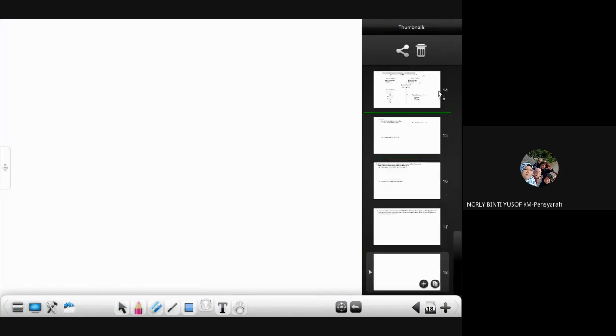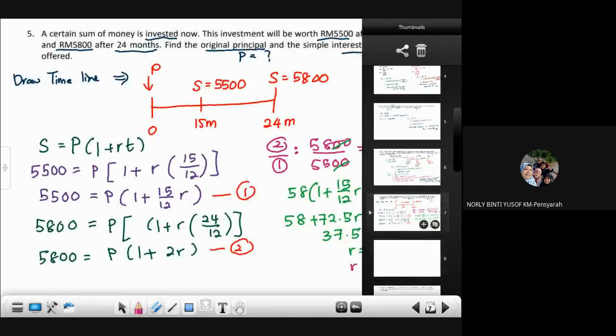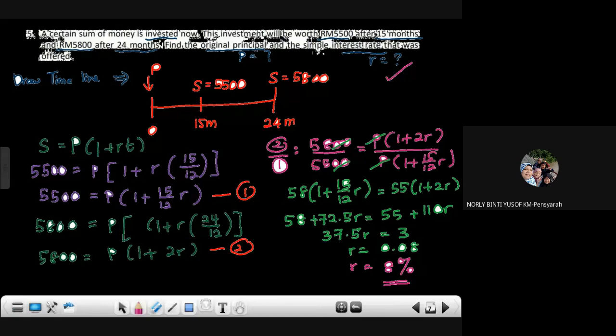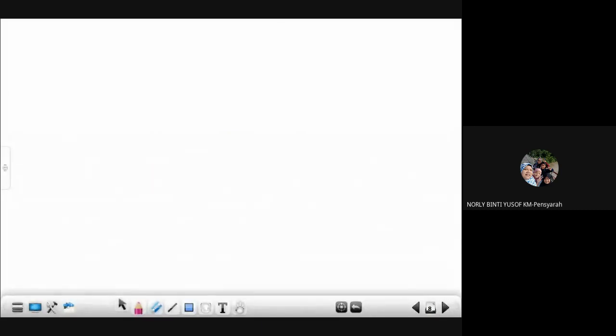Oh, nak cari principal, kena cari tambah dekat situ. Okay, R dah ada, nak cari principal, masuk balik dalam equation 1 ataupun equation 2. So, sub balik lah. So, nak cari P, sub R in 2 for example.